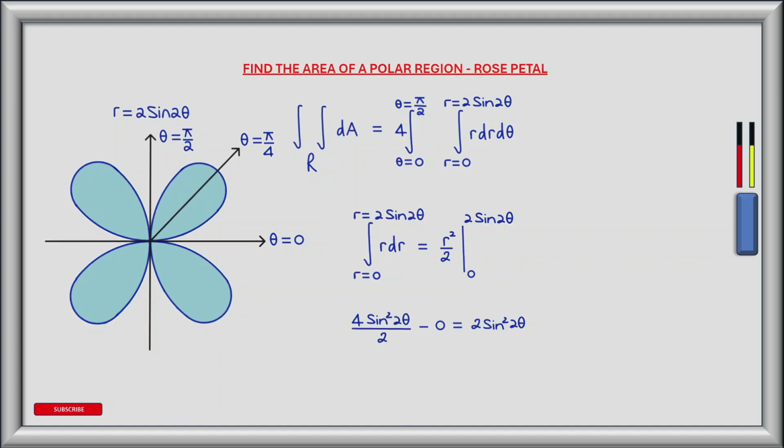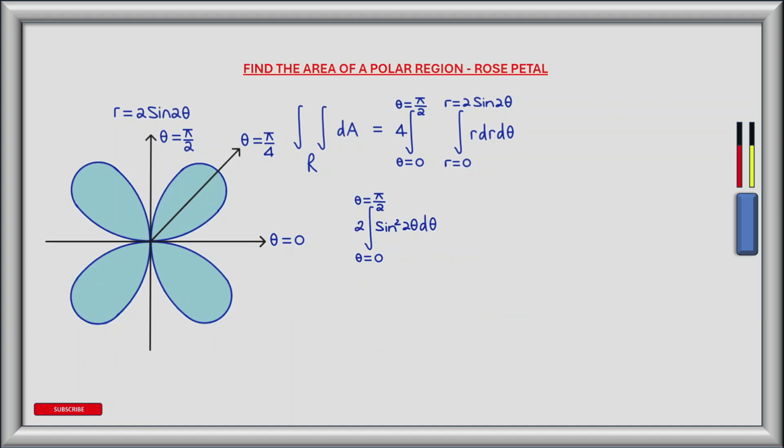Let's now begin to evaluate this double integral. So starting with the inner integral, we have the integral from r equals 0 to r equals 2 sine 2 theta of r dr. So the antiderivative of r is r squared divided by 2, and we need to evaluate that between 0 and 2 sine 2 theta. So if we plug in 2 sine 2 theta for r, we have 4 sine squared 2 theta divided by 2. And if we plug in 0, we have minus 0. So this gives 2 sine squared 2 theta.